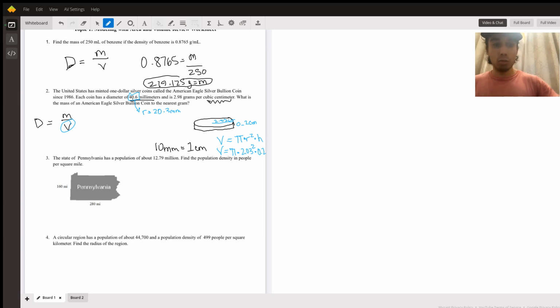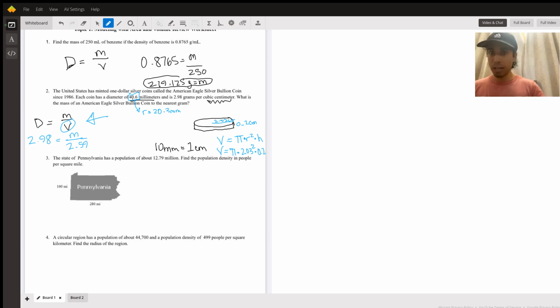And that should give you 2.59 cubic centimeters. So we can do direct substitution into this equation now. So we have our density is 2.98, the mass, which is what we're trying to find, and then the volume is 2.59. Okay, again, same thing as the last time.